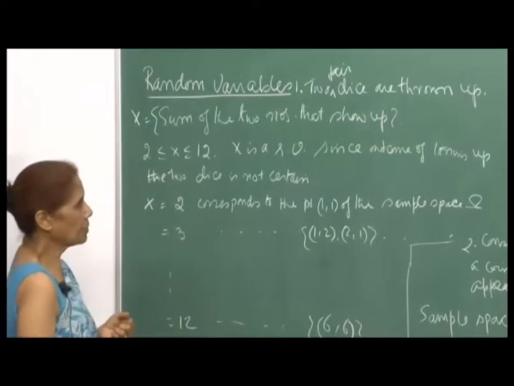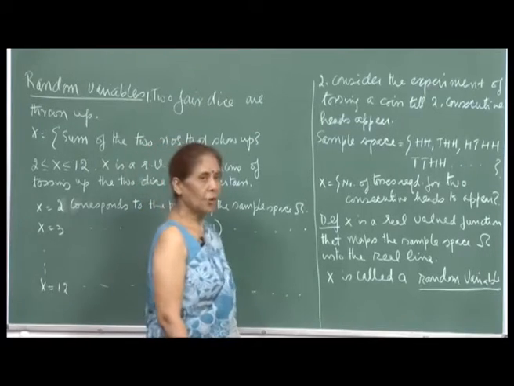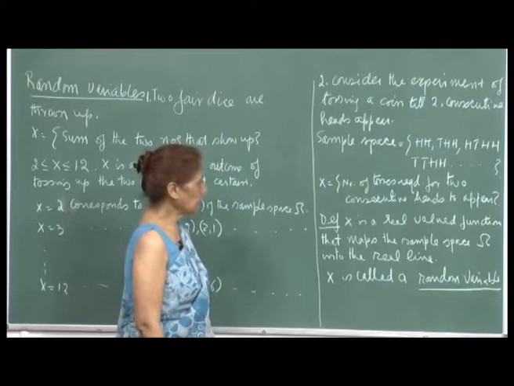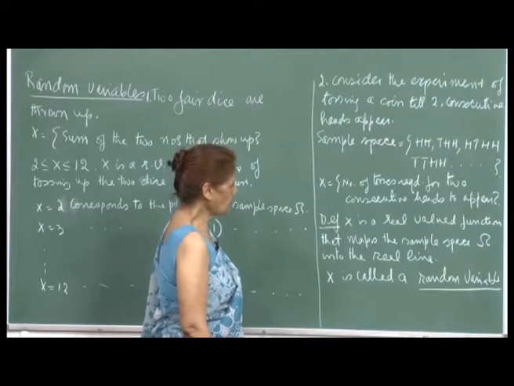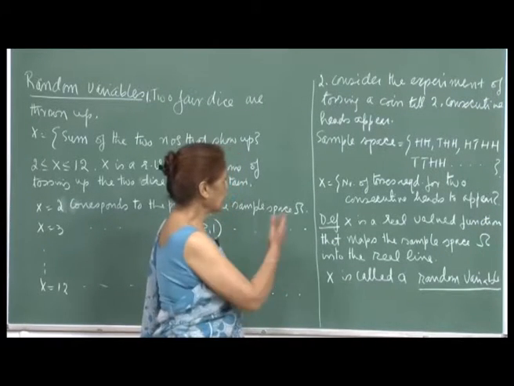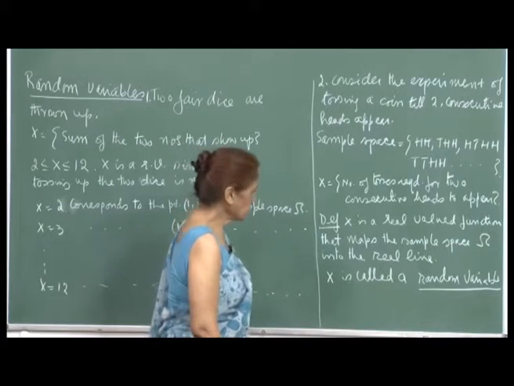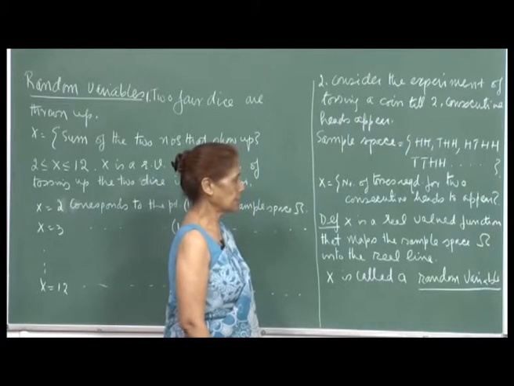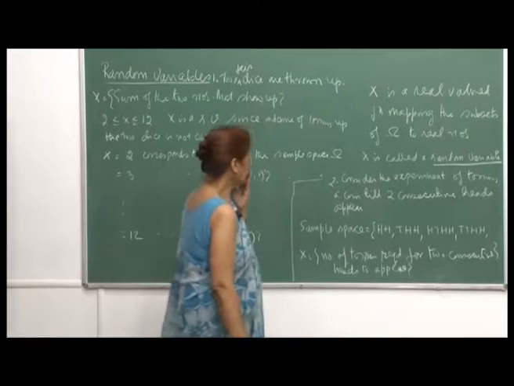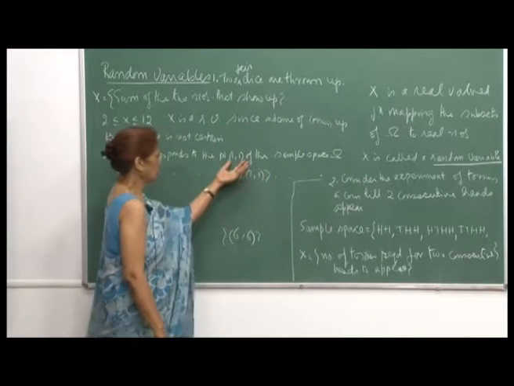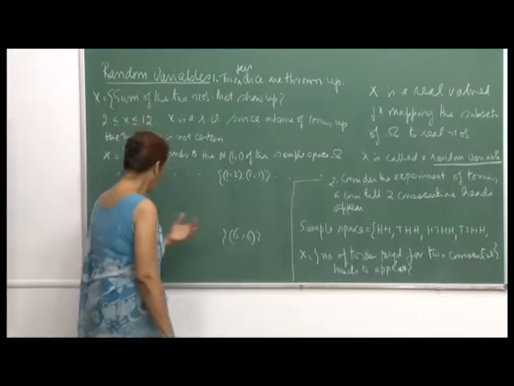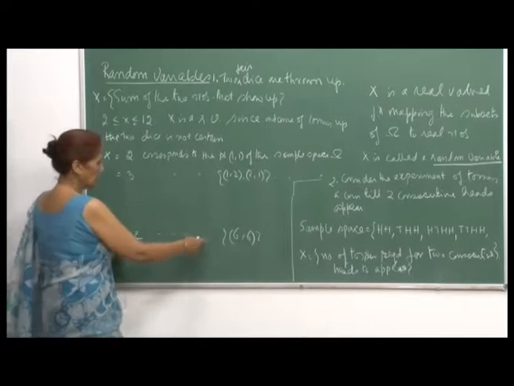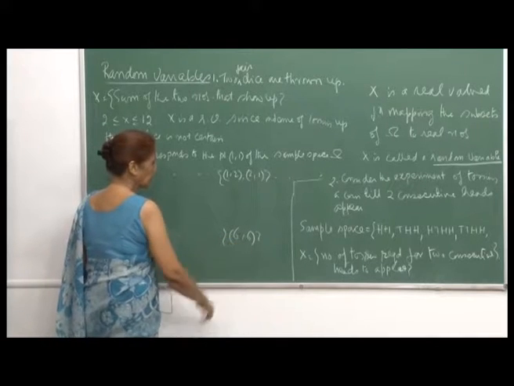So, one can now give a formal definition of a random variable. x is a real valued function that maps the sample space omega into the real line, and this x, what we have described through examples, is called a random variable. These are all subsets. This is a singleton, this is a subset containing 2 points of omega, and when x is 12, it will again correspond to the singleton 6 comma 6.